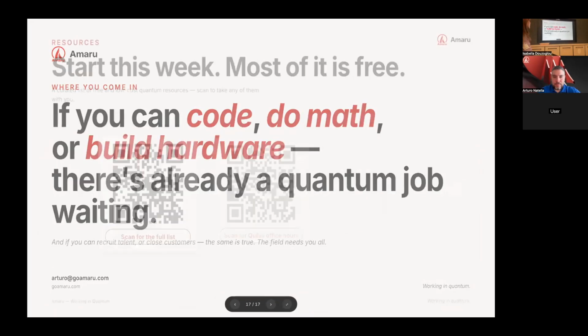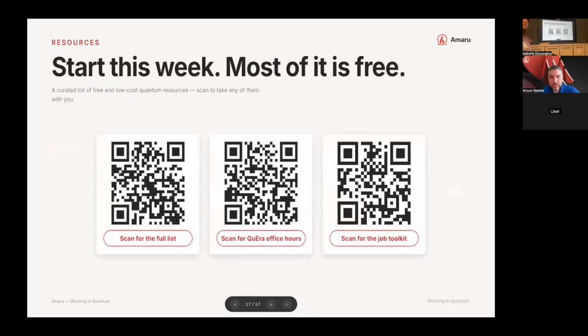there's still a role for you in quantum. Now, I will say there are 3 QR codes here. This is the hard part. I'm going to start with the action item that I started off with. If you have a question today, instead of asking me, I know this might sound like, oh, come on, Arturo, do better. But there's a method to the madness. What I want you to do is scan the middle barcode where it says scan for QEra's office hours. Update your LinkedIn profile, and scan for QEra. That brings you to the LinkedIn page for QEra, and follow them.